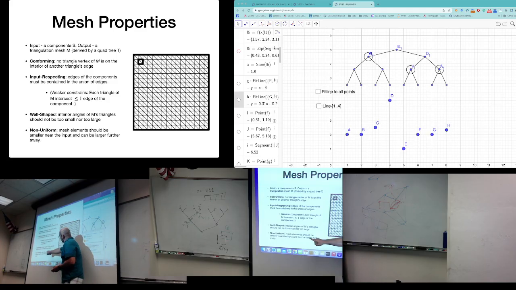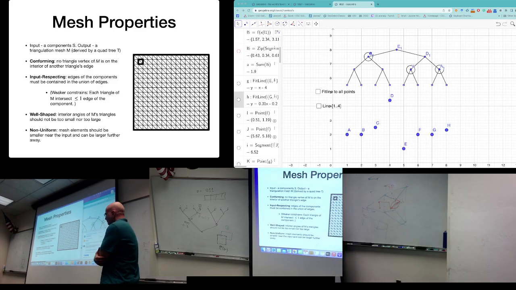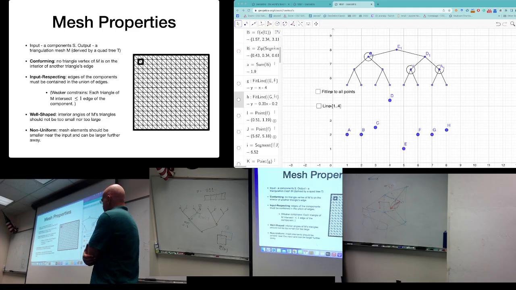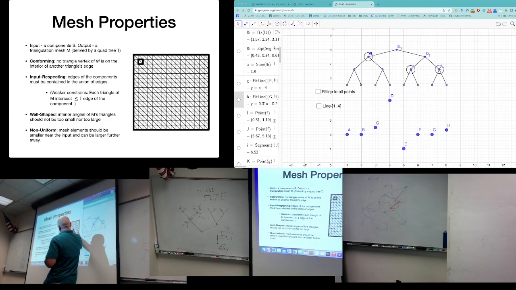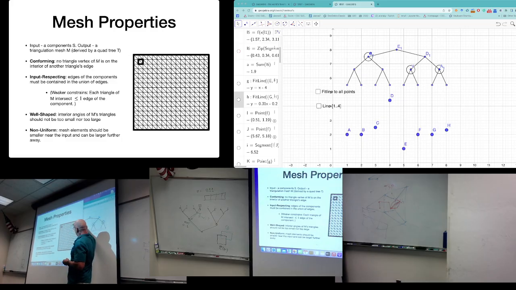But there is one more property that we want, which is that we actually want the mesh to be non-uniform. Meaning, here is my component, here is my input shape, and because this shape is so tiny, I divided all the empty space over here into billions of tiny triangles, when nothing interesting happens next to them.